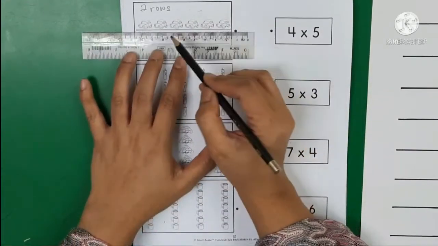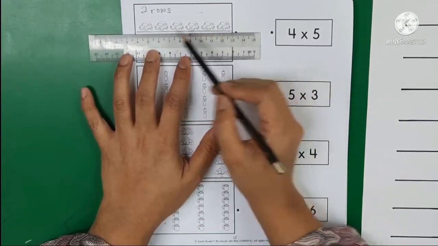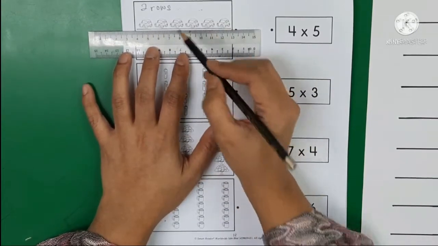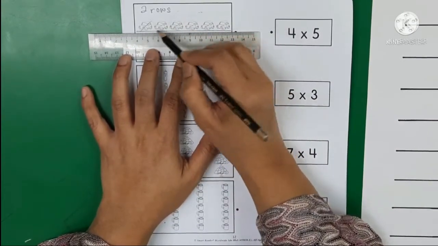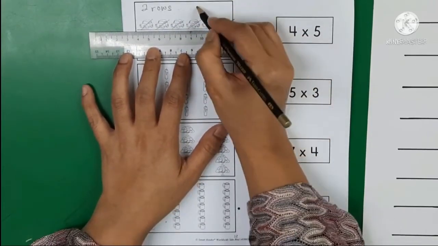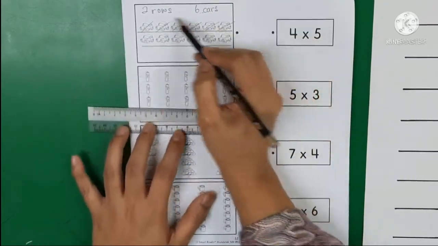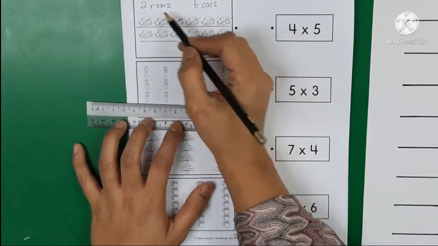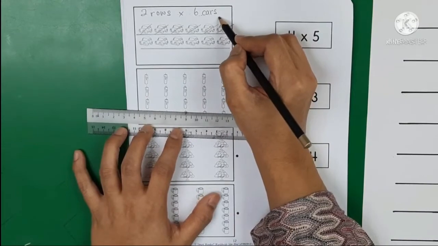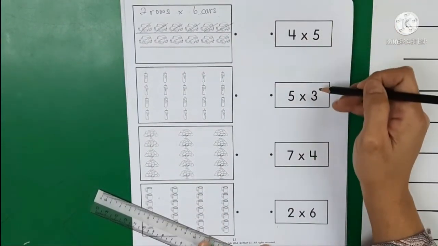And how many objects in each row? In this picture, how many cars are there in each row? Count with me. 1, 2, 3, 4, 5, 6. There are 6 cars in each row. So, this picture shows 2 rows times 6 cars. So, which one shows 2 times 6?